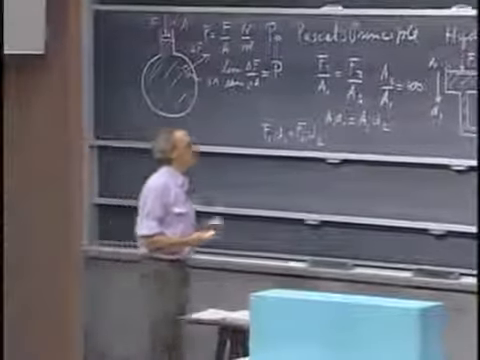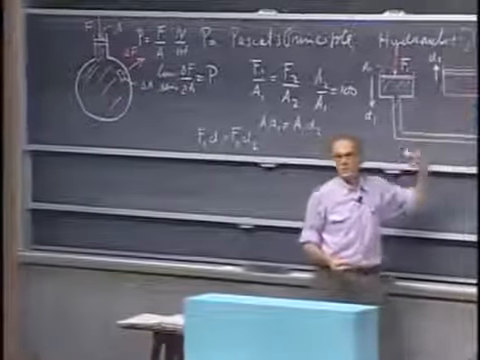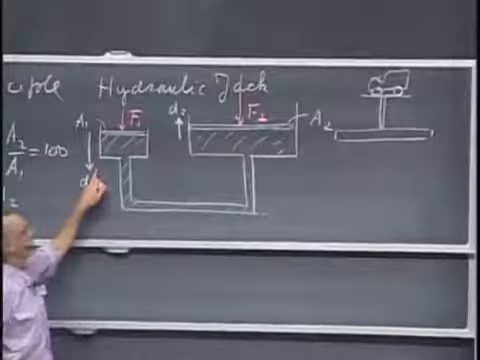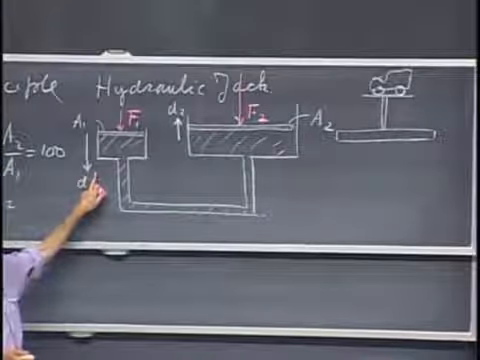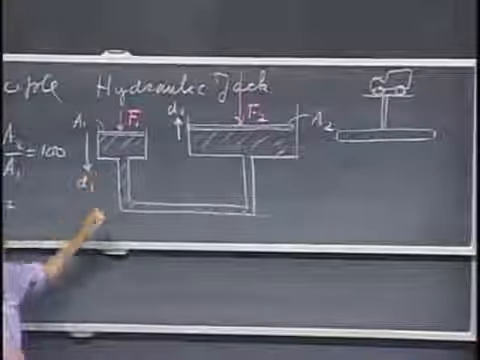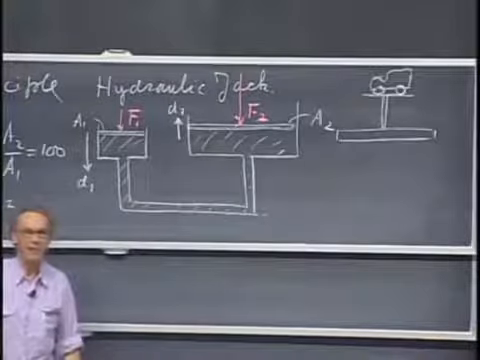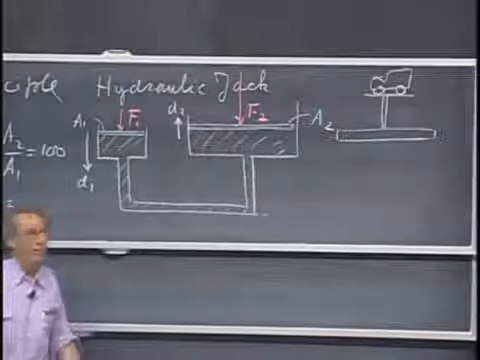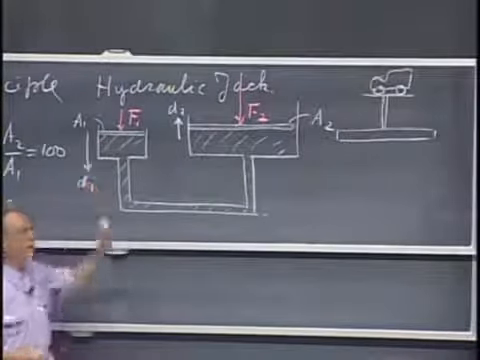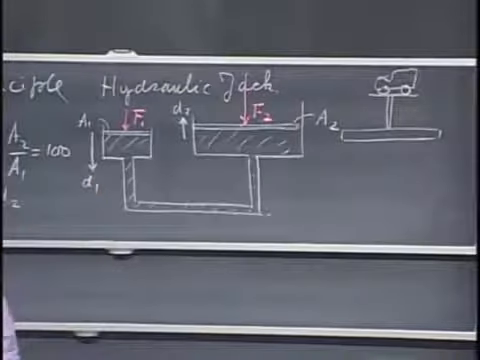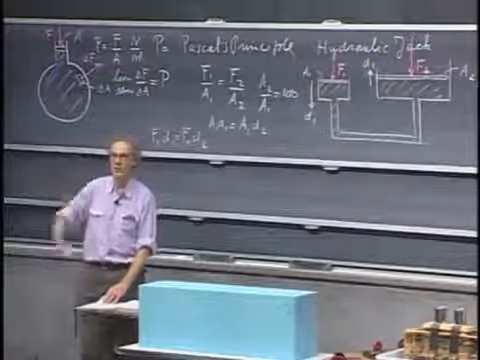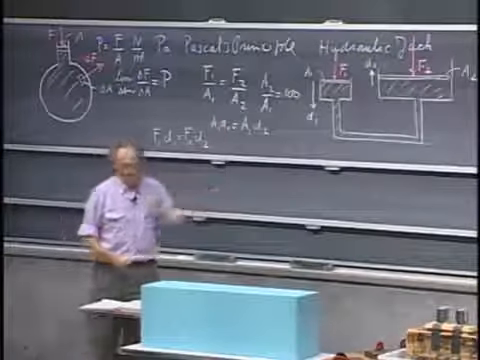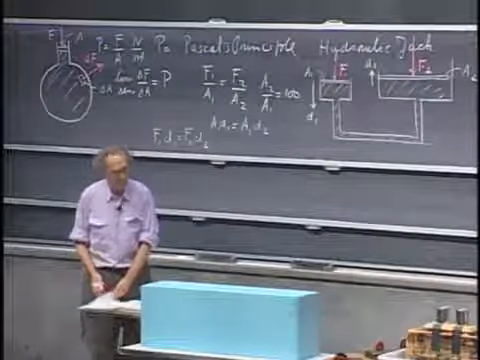So if I wanted to move the car up by 1 meter, and if the ratio is 100 to 1, I would have to move this down by 100 meters. That's a little bit impractical, so these hydraulic presses are designed in such a way that you can just jack it like that, and every time that you bring it up, that liquid flows back in again into this side of the hydraulic jack. But indeed, you will have to go effectively 100 meters for that car to go up by 1 meter if the ratio is 100 to 1.